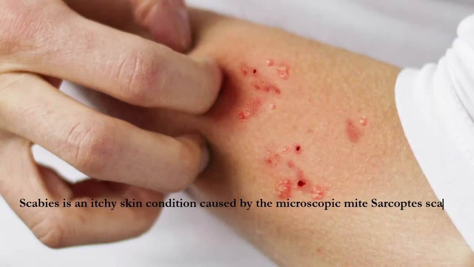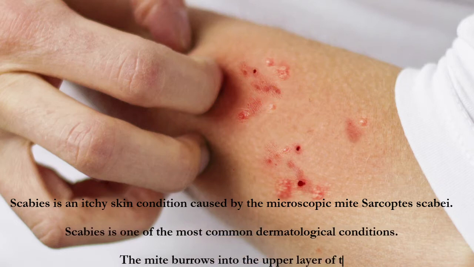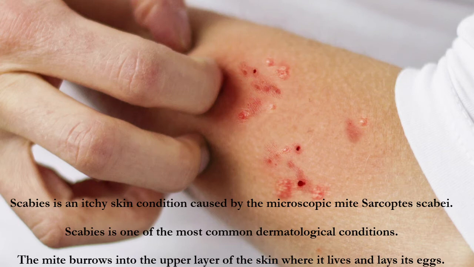Scabies is an itchy skin condition caused by the microscopic mite Sarcoptes scabiei. Scabies is one of the most common dermatological medical conditions. The microscopic mite that causes scabies burrows into the upper layers of the skin where it lives and also where it lays its eggs. The eggs quickly hatch and continue to spread the infestation. Scabies is common all over the world, and it can spread very quickly from person to person.